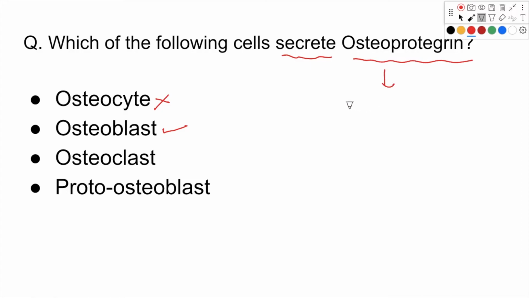Osteoprotegrin, what do we call osteoprotegrin? It's called a decoy receptor. So the rank ligand is produced by osteoblast, which inserts into the rank receptor of osteoclast, and it activates osteoclast. But when osteoprotegrin is produced by osteoblast, it binds to rank ligand itself and prevents the activation of rank receptor on osteoclast, thereby decreasing bone resorption. So the correct answer is osteoblast. It's not osteoclast, it's not proto-osteoblast.